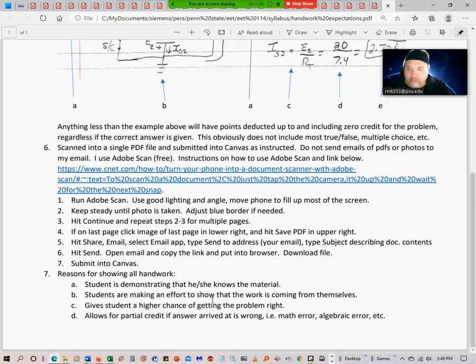You're making an effort to show that the work is coming from you, and it gives you a higher chance of getting the problem right. It leads you through a process where you can go back and double check your work and see if you made a mistake, if you have enough time. It allows for partial credit if the answer arrived at is wrong.